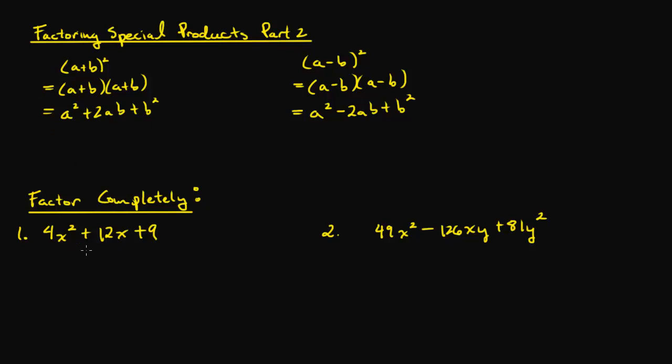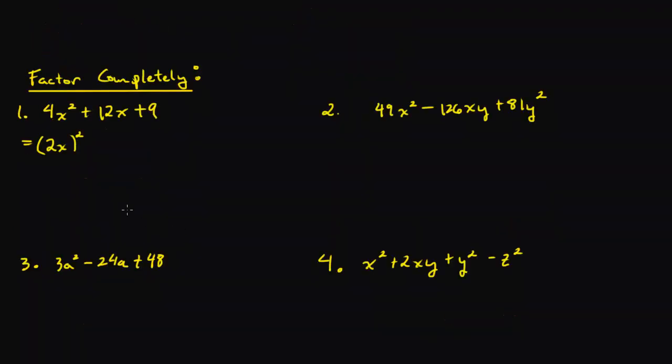So let's go ahead and look at a couple of examples. In this first example, I have 4x squared plus 12x plus 9. The first thing to identify is that 4x squared and positive 9 are both perfect squares. This doesn't necessarily mean right off the bat that it is a perfect square trinomial, but let's see if we can rewrite it in the form we have above. We can rewrite 4x squared as 2x squared, positive 9 as 3 squared, and the middle term as 2 times 2x times 3.